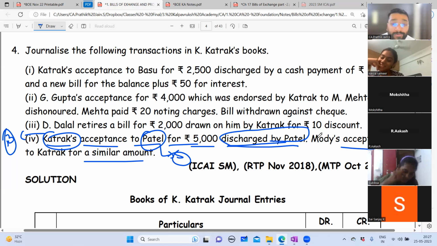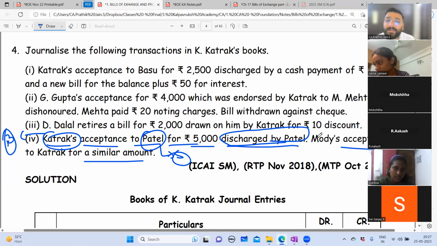Next point. Modi's acceptance to Katrak for a similar amount. Now tell me guys, Modi's acceptance to Katrak is a different transaction or is it a bill endorsed to Modi? I think bill endorsed. Wrong. Where did I tell you that in endorsement somebody has to give acceptance? If Modi is giving acceptance to Katrak, is it endorsement? Think and answer. Sir, first entry is a dishonorment, second is an endorsement, I think.